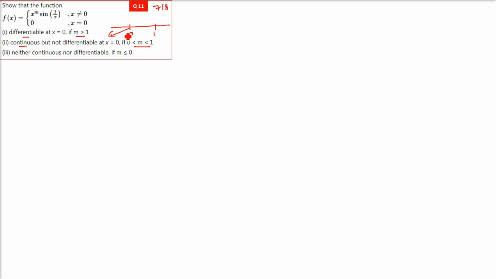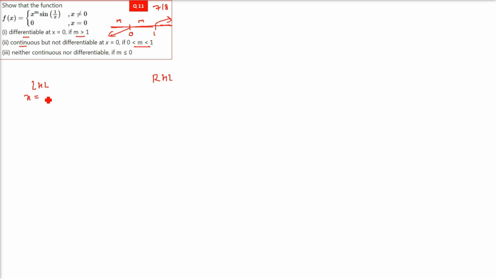M is below 0, m is between 0 and 1, and m is greater than 1. So there are three intervals for this function where you have to tell or show whether they are differentiable, whether they are continuous or not. So all things will remain same, and you will have the expression for continuity, you will have the expression for differentiability, right? So this left hand limit and right hand limit, let us find it out.